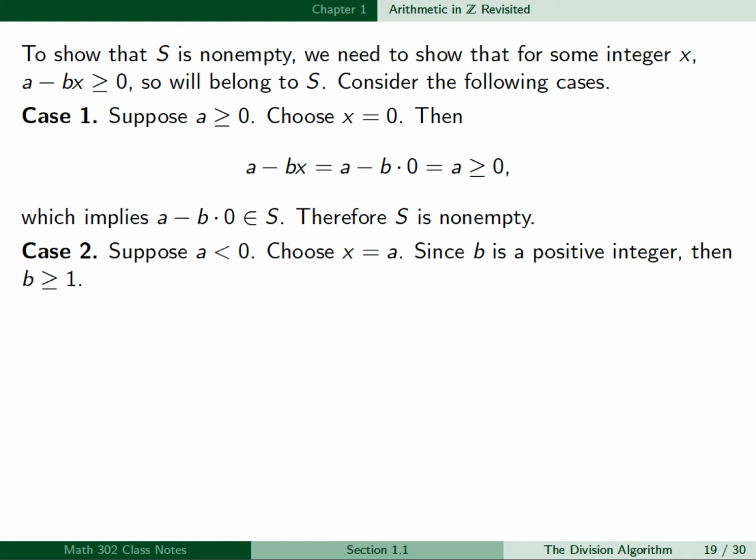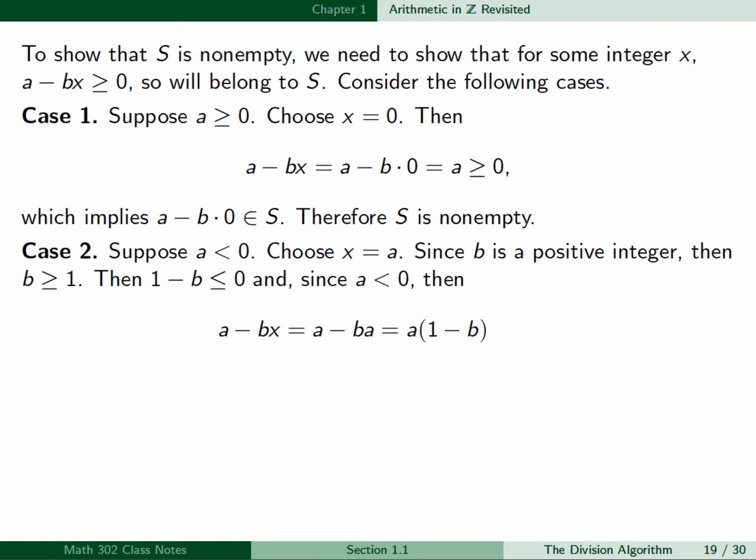Now, since b is a positive integer, then b must be greater than or equal to 1. Then 1 minus b is less than or equal to 0, and since a is strictly negative, then a minus bx, which is a minus ba, since we're choosing x to be a in this case, which is a times 1 minus b, will be greater than or equal to 0.